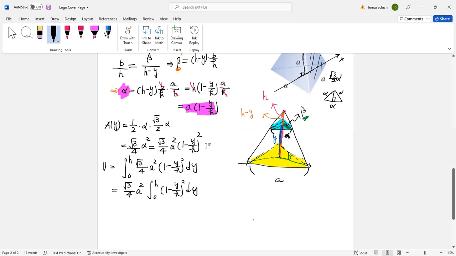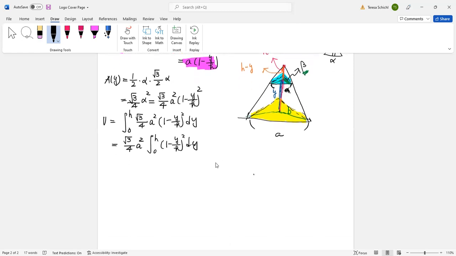Now for the inside, you can just use a simple u-substitution and find the integration. So the constants are still a squared, and this integration will be negative h over 3 times 1 minus y over h, cubed, right? So n plus 1, and then just the constants. And what is your upper bound and lower bound? It will be from 0 to h here.